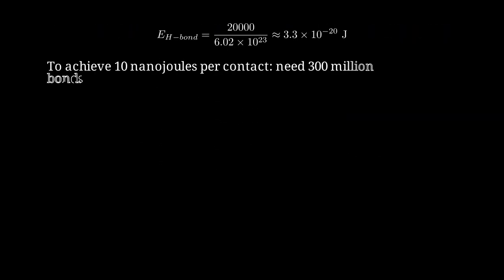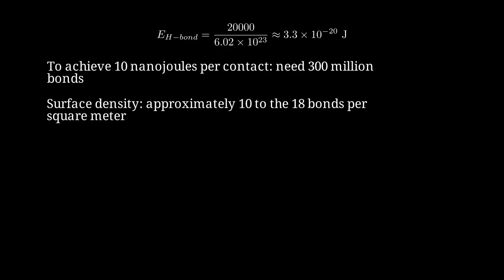To achieve our estimated 10 nanojoules per grain-grain contact, we need approximately 300 million hydrogen bonds. This seems large, but is reasonable for a contact area of tens of square micrometers. This corresponds to a surface density of about 10^18 bonds per square meter, or 1 bond per square nanometer. This is consistent with closely packed polymer chains.